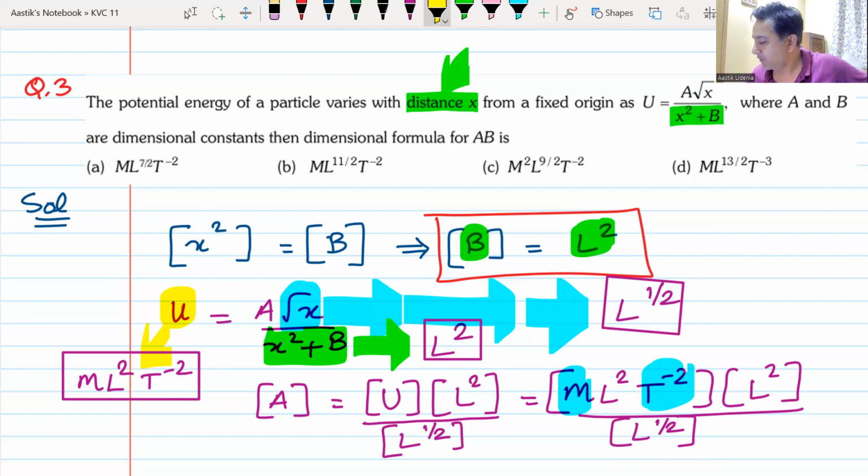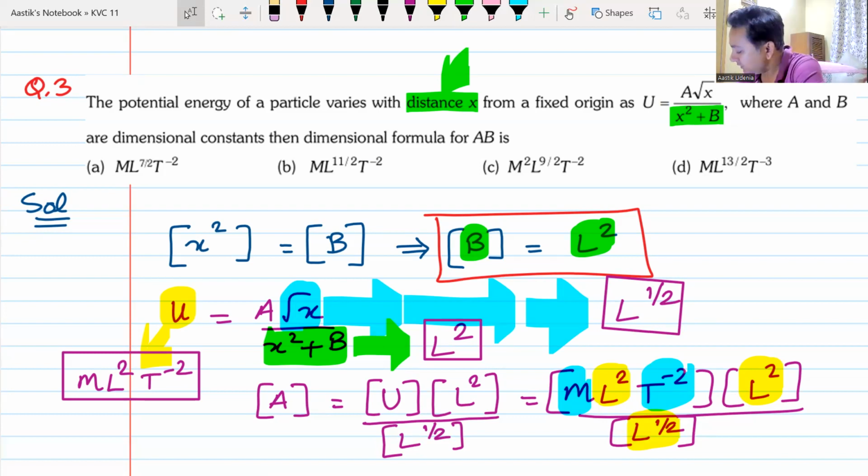Option B, I think. Anyone? ML 11 by 2 T power minus 2. ML 11 by 2 T raised to the power minus 2. How did you get this? Sir, from this equation we will get A, sir, and above we got B. Great.